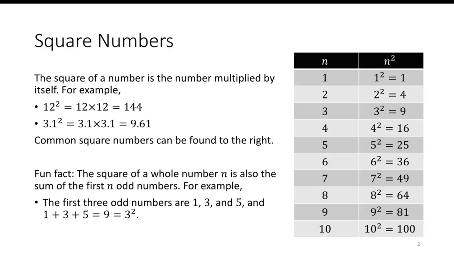1, 4, 9, 16, 25, 36, 49, 64, 81, 100. Those are the first 10 square numbers for the natural numbers.